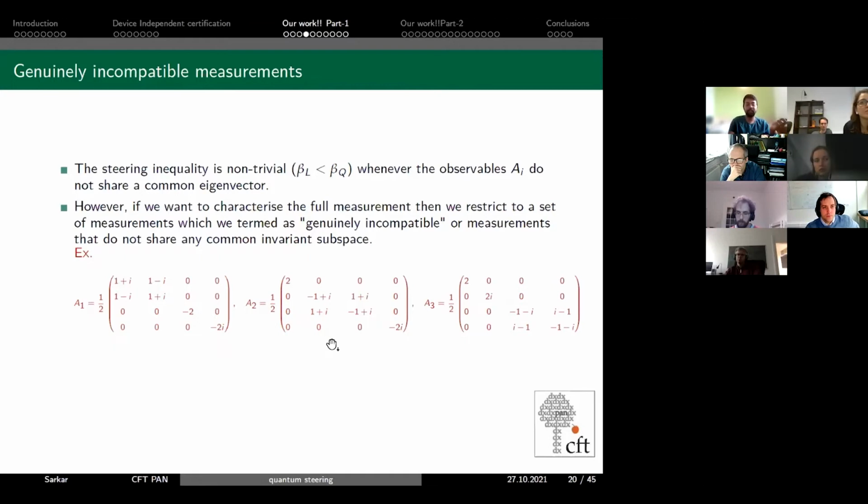So if I look at A1 and A2, they can be written as a direct sum of 2 matrices. A2 and A3 can also be written as a direct sum of matrices which represent the same vector space. But if you look at all the 3 measurements together, there is no common subspace in which you can write these as a direct sum. So even if pairwise they are not genuinely incompatible, which means that we cannot self-test these kinds of measurements pairwise, if you take these 3 measurements together, we can actually self-test them. A common example would be MUBs, which are genuinely incompatible measurements.